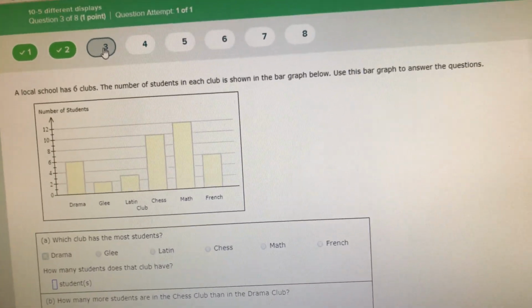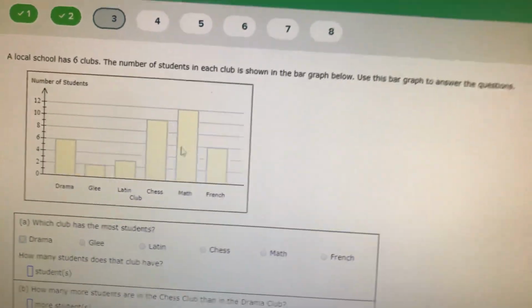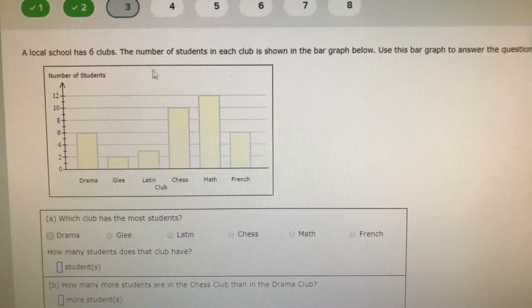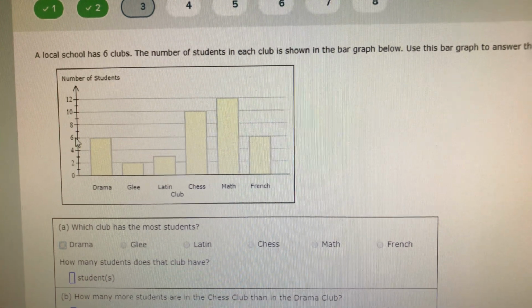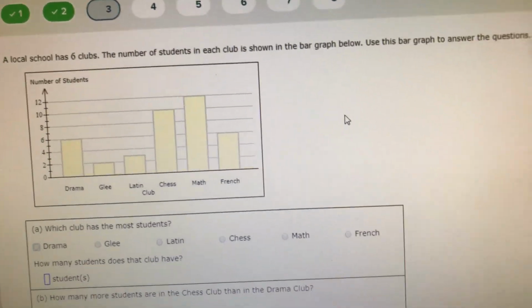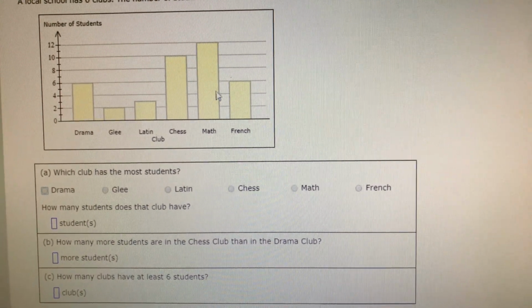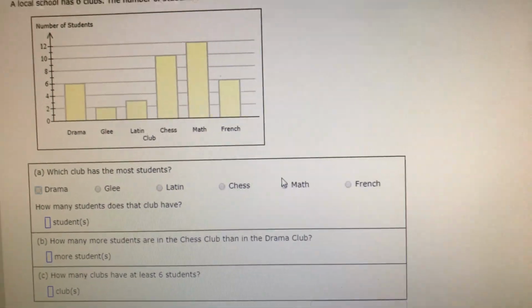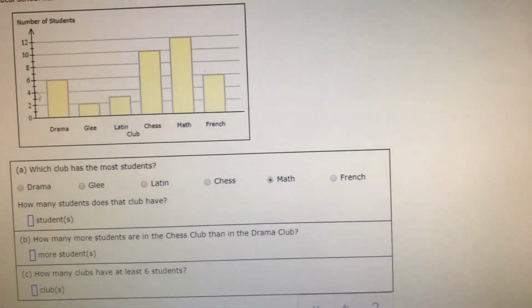Number 3, this is where we're reading a bar graph. I know you've done bar graphs before, but we have questions to go with it. The local school has 6 clubs. The number of students in each club is shown in the bar graph, so however high the bar goes, that's how many students did it. Which club had the most students? Visually, look at the bar. Math club has the most. I click math club, and then it asks how many students. We follow the line. There are 12.